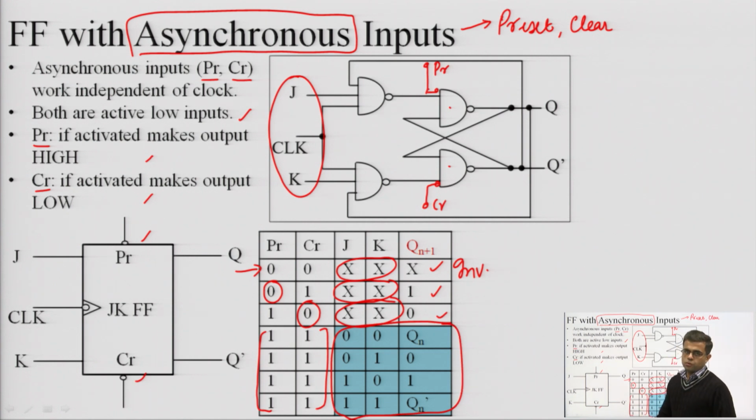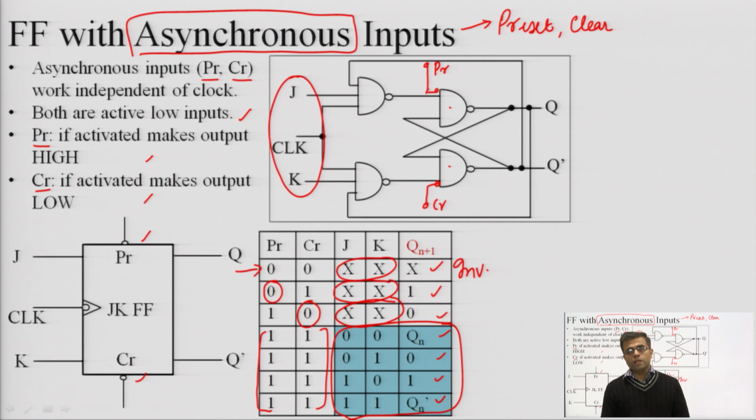So in this way we can see that this is now the conventional JK truth table. For 0 0 I will get no change, for 0 1 I will get a 0, for 1 0 I will get a 1, for 1 1 I will get the Q N bar. So in this way these preset and clear inputs are controlling the flip flop's behavior irrespective of the applied input and the clock. These are the flip flop asynchronous inputs, that is preset and clear.